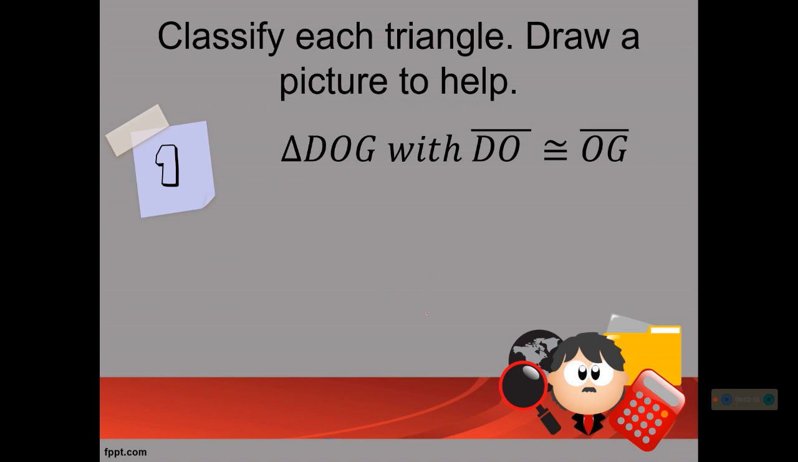Again, we have here triangle DOG, with the condition that segment DO is congruent to segment OG. So therefore, what kind of triangle is this? That's correct. We have an isosceles triangle based on the given condition.